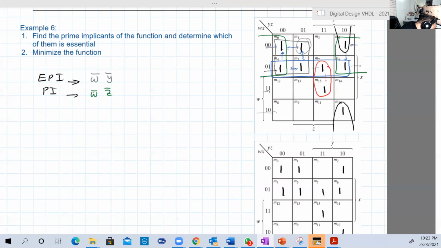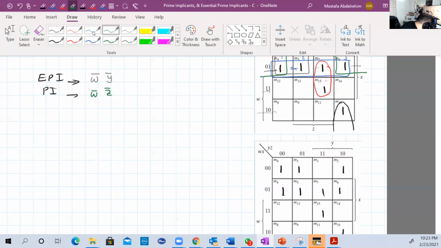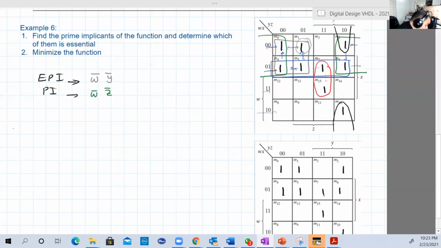Now the blue is also not essential, because its ones are contained within the green prime implicant, the red prime implicant, and the gray.